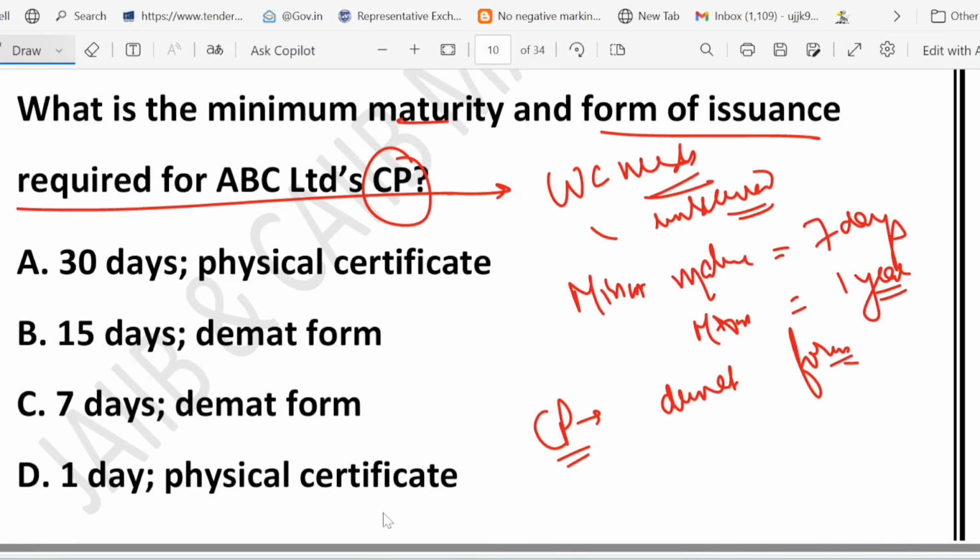Now let's look at the options. Option A says 30 days physical certificate. So 30 days is within the allowed range, but there is a problem that physical certificates are not the norm anymore.